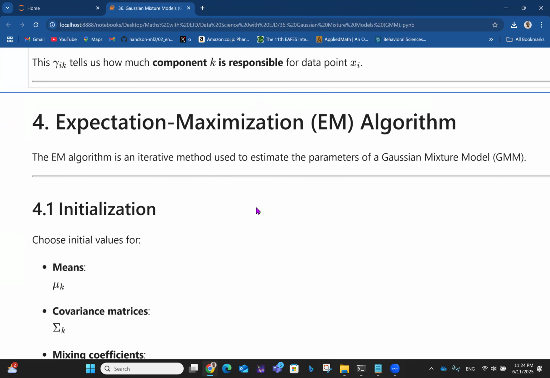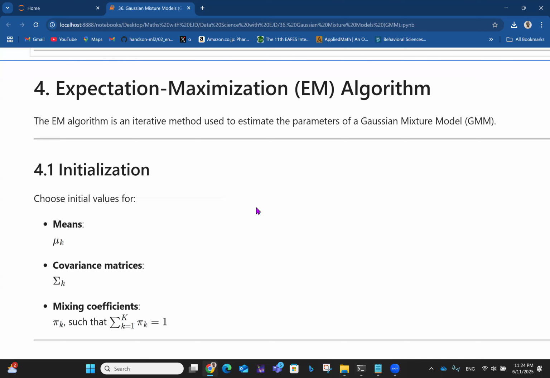Now we go ahead to talk about expectation maximization, that's the EM algorithm. The expectation maximization algorithm is an iterative method used to estimate the parameters of a Gaussian mixture model. Under linear programming, numerical optimization techniques, and even numerical analysis, we've done a whole lot about iterative processes, right? So that can help us understand what's happening here. So we talk about the expectation maximization algorithm, EM algorithm.